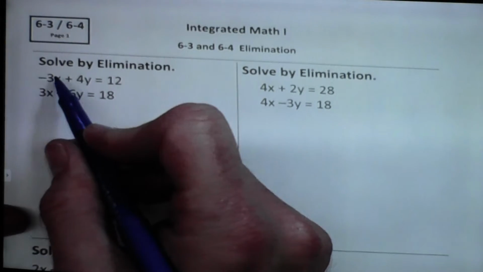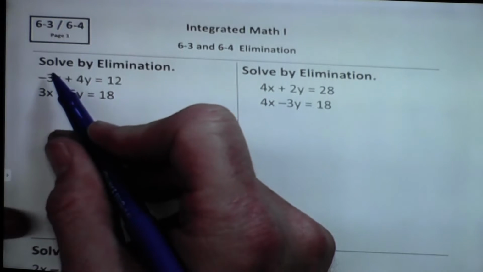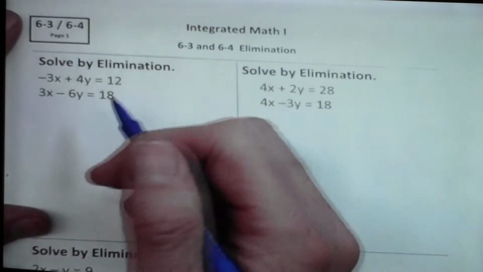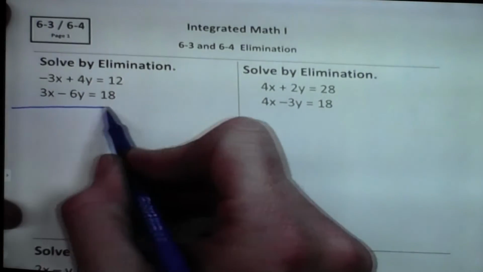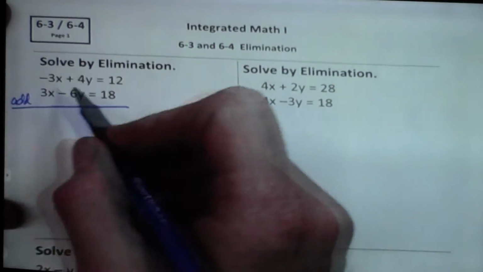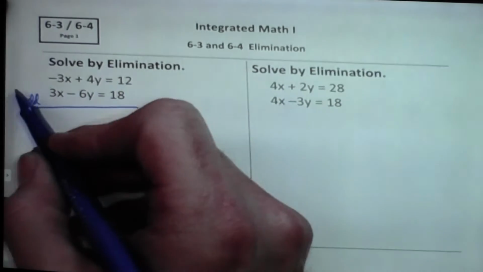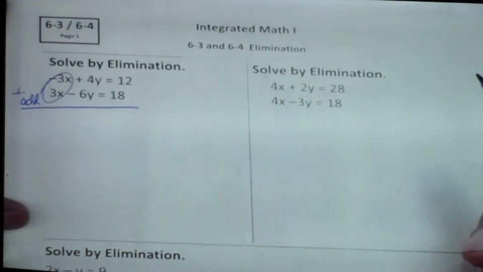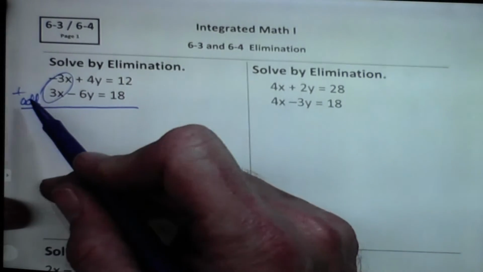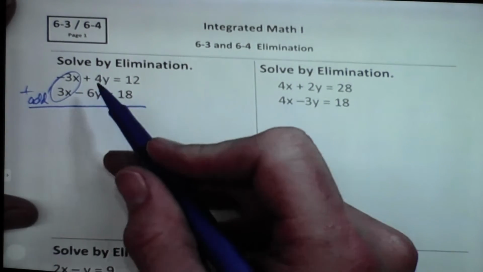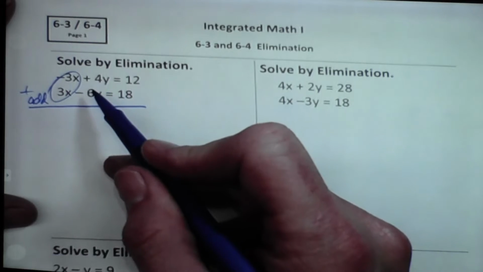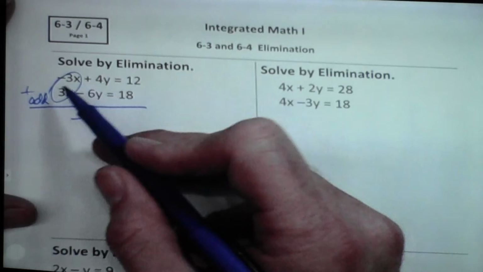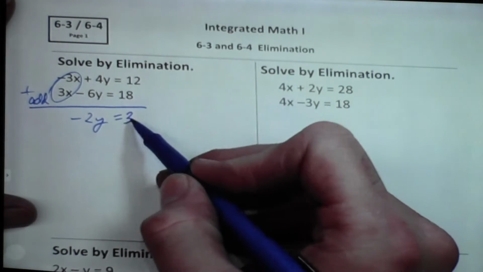Right here I see a negative 3x and 3x. If only I could add these together, they would go away and I'd have no x's. And you're actually allowed to do that. You can add these two equations. So I'm going to do plus. Negative 3x plus 3x is just 0. They're gone. 4y plus a negative 6y, or minus 4, take away 6 is a negative 2, so that means there's negative 2y's. And 12 plus 18 is 30.